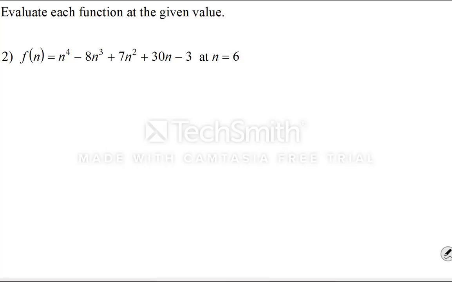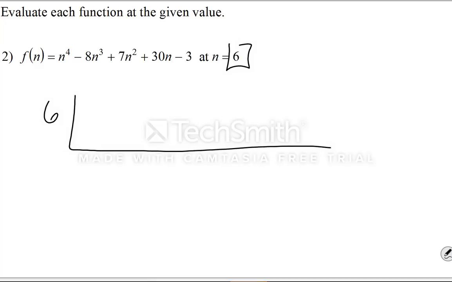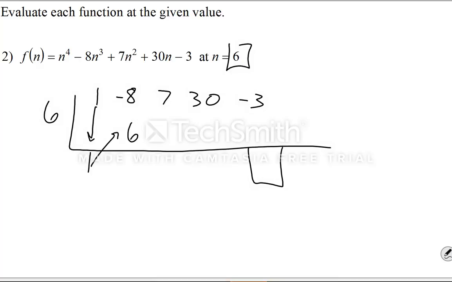Same thing we're going to do here. I'm going to take the 6 because I want to see what that is. So the remainder theorem states that I can put the 6 outside my synthetic division box, take my coefficients 1, -8, 7, 30, -3, and then start doing synthetic division. And what I get at the end is going to be the remainder. So I drop it like it's hot, I multiply, I add, multiply, I add, multiply, I add, multiply, and I add, -3.